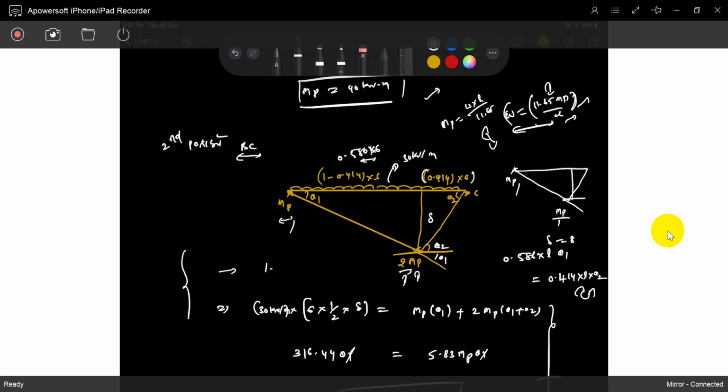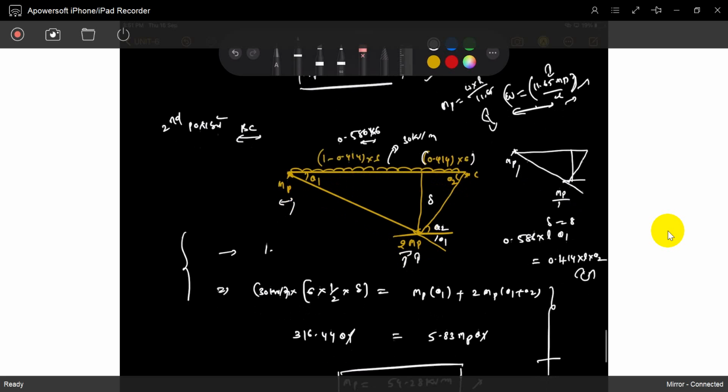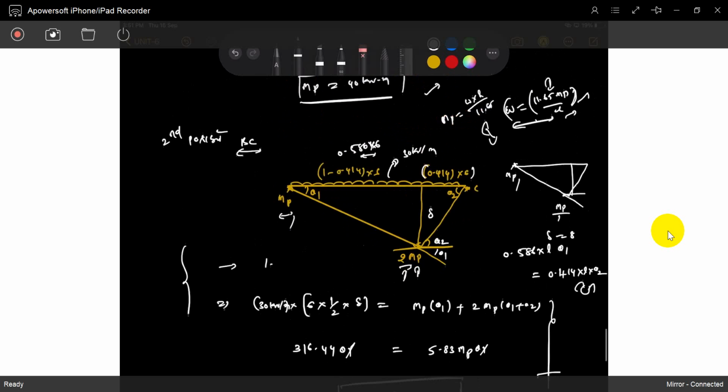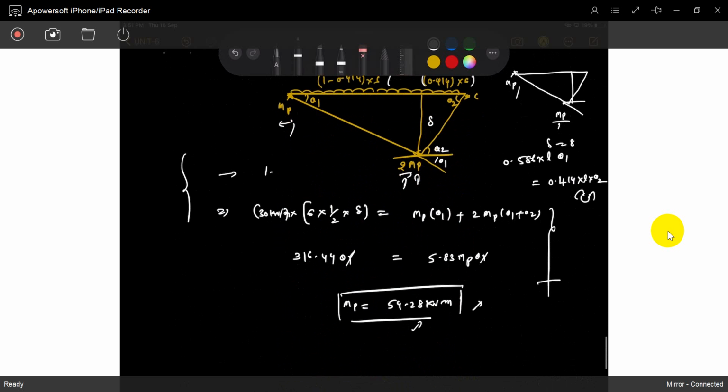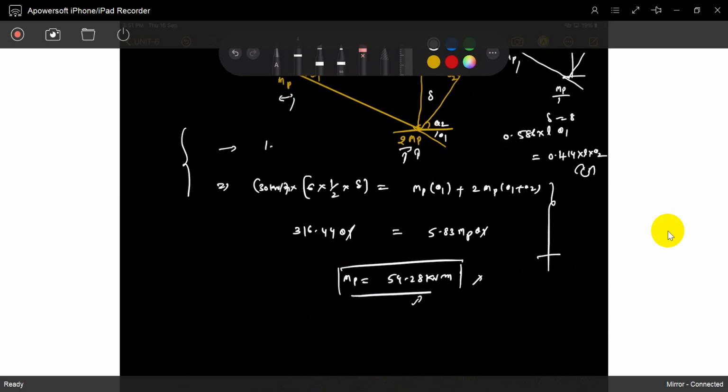Where is the third hinge formed? See, the second hinge is formed. So that's it. Now we can choose: whether we have to choose 40 or 50, we have to choose 54.28 only. Then only the structure is stable for the given loading.